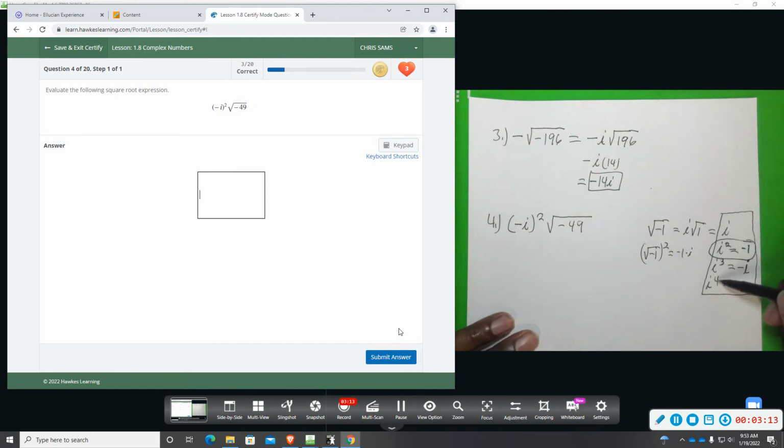Now, anything above 4 will just repeat. So you go 1, 2, 3, 4, and then when you get I to the 5th, it's the same thing as this. 6 is the same as this. 7th, 8th, 9th, and just continue going down that pattern.